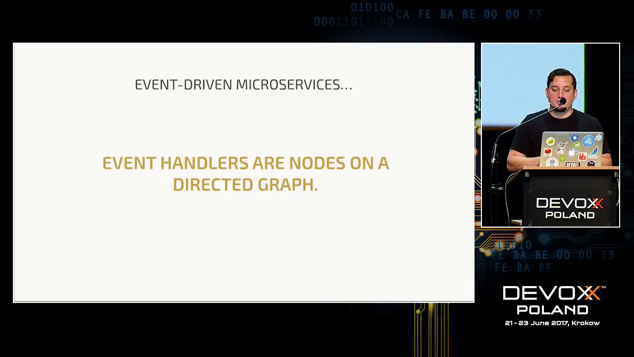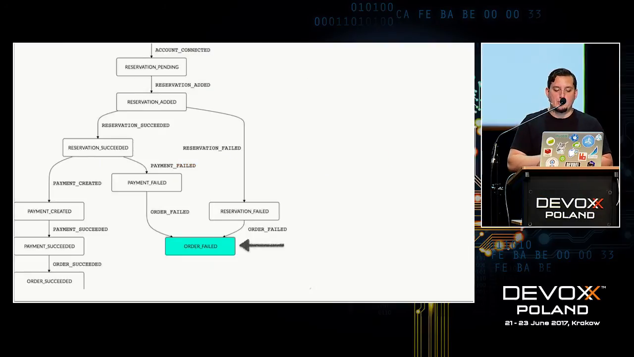So event handlers are going to look like nodes on a directed graph. Here in the state machine, we can see that each one of these event handlers is going to perform that action, right? It's going to monitor for that event, perform an action, and then it's going to transition the state. So we can see what those event handlers look like here.